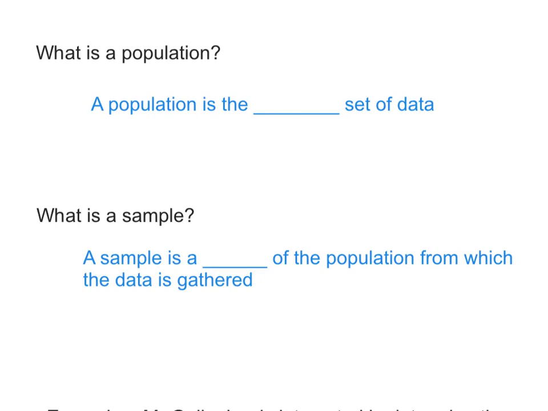What is a population? Well, a population, kind of like it sounds, is the entire set of data. And what is a sample? Again, kind of how it sounds. A sample is a part of the population from which the data is gathered.